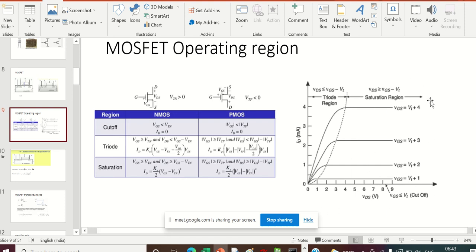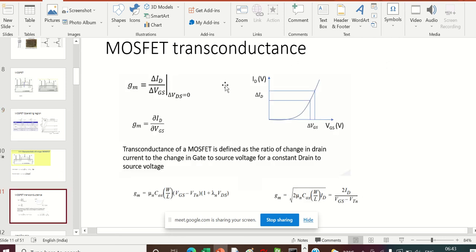Okay, and in this region our device is in saturation region. Why we go for that is in saturation region we will get maximum transconductance. We will get maximum transconductance when we are in saturation region. That is why, since gm is high, we prefer to work in that region, mainly in analog circuits.